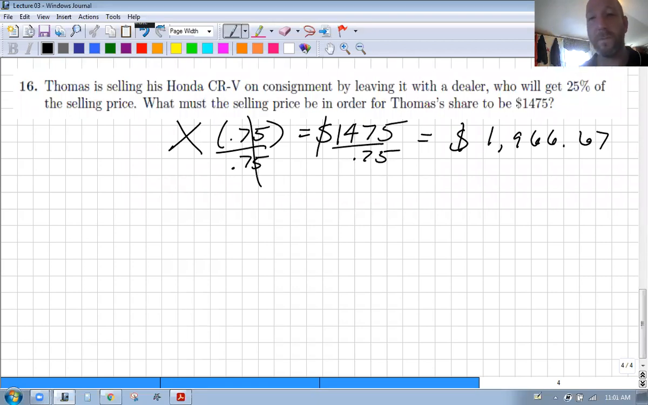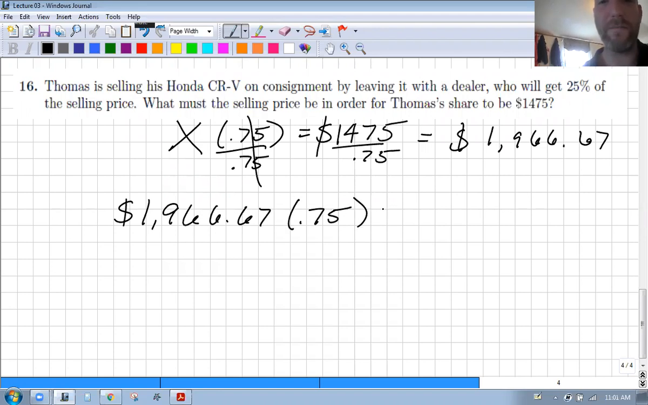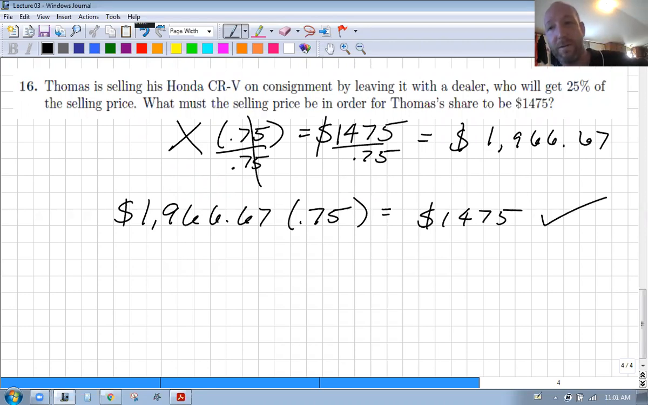So we could check our work here. If we charge this much, and we take 75% of that, we should be getting 1475, right? So multiply that by 0.75. Yeah. So it checks out. You always want to check your work.